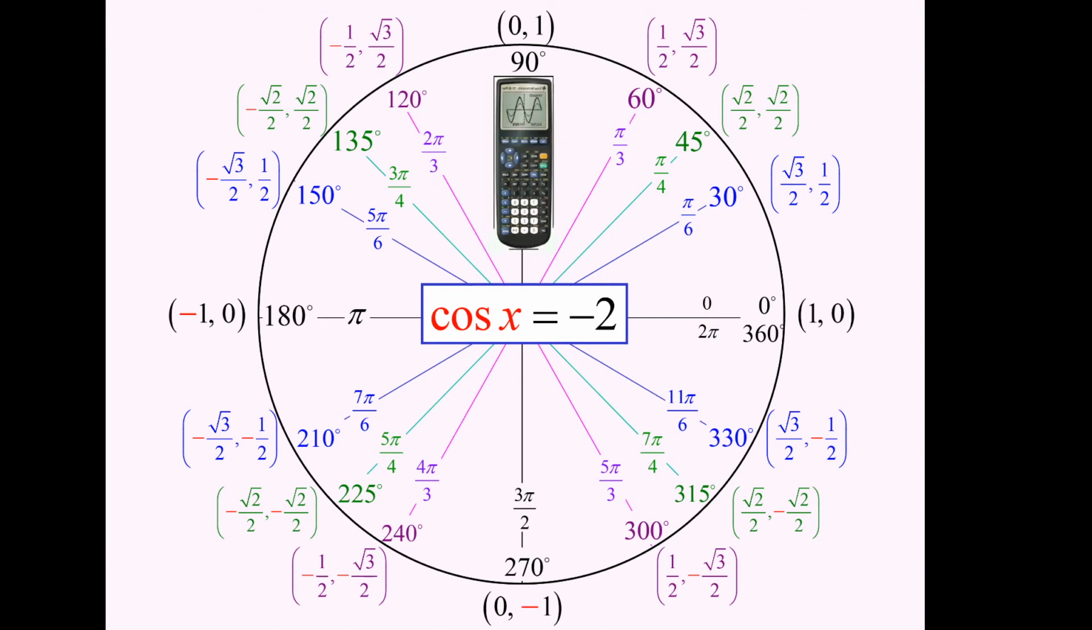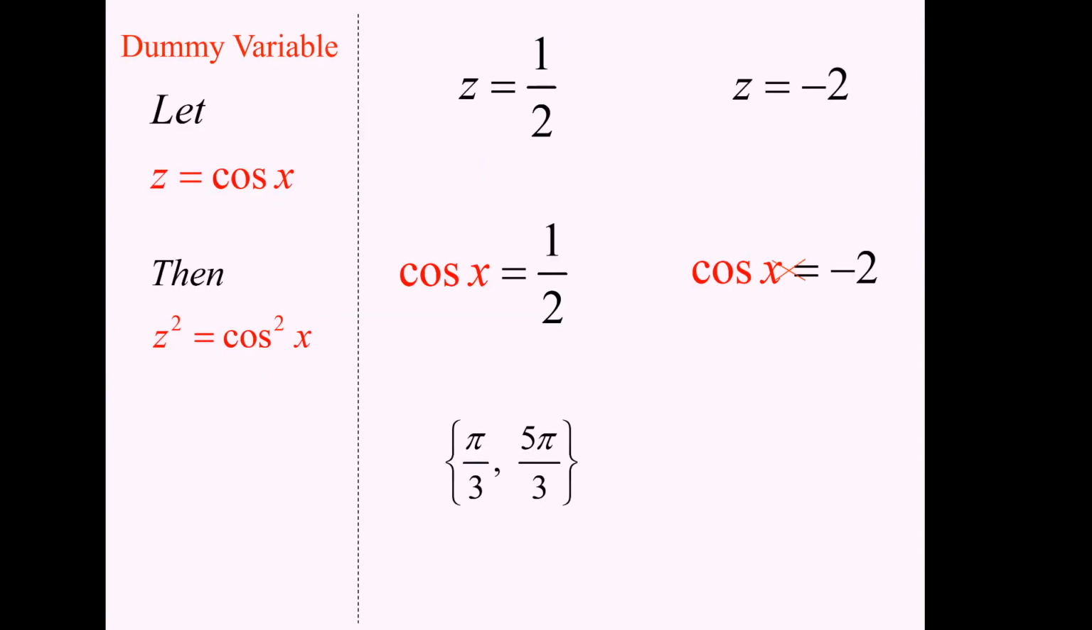Because the cosine curve is considered a bell curve. The amplitude is always bounded from negative 1 to 1. So anything that's lower than negative 1, there's no solution for this. So that means for this part, it's undefined, no solution. So we're only left with the solutions of pi over 3, 5 pi over 3.